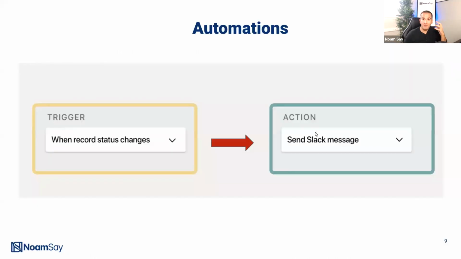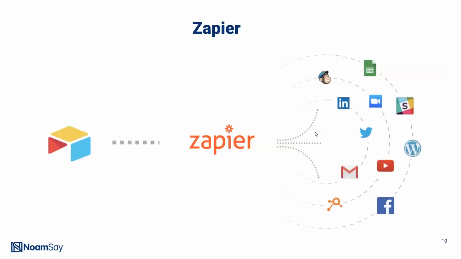Also, you have the ability to create custom automation. For example, I can say when I change a record, maybe send a Slack to my team. Of course, it's not as powerful as an automation tool like Zapier and Integromat and the other tools, but it's powerful enough to build very good automated workflows in your base without going out of your Airtable base.